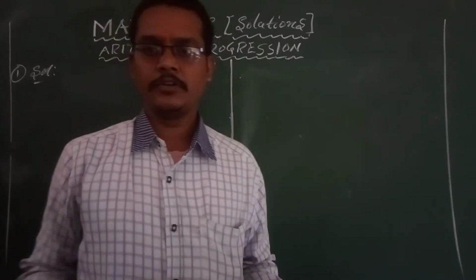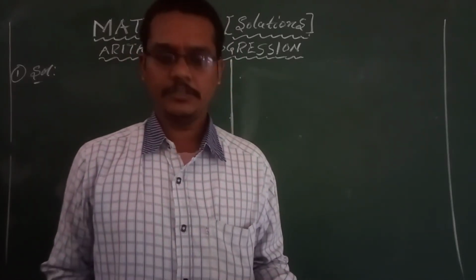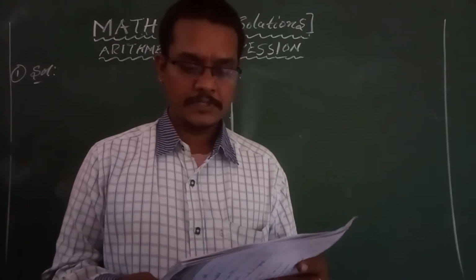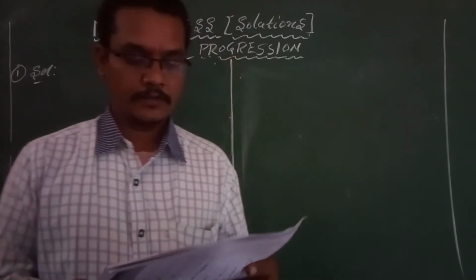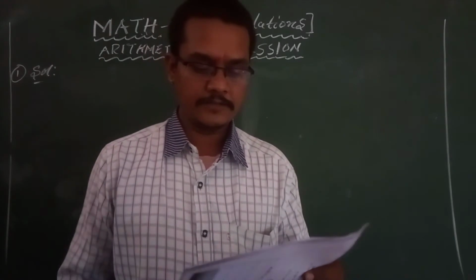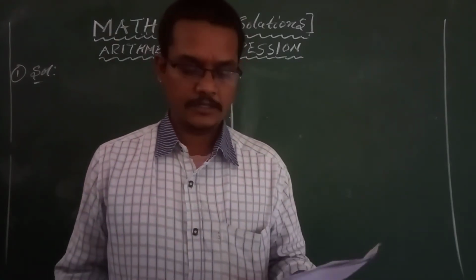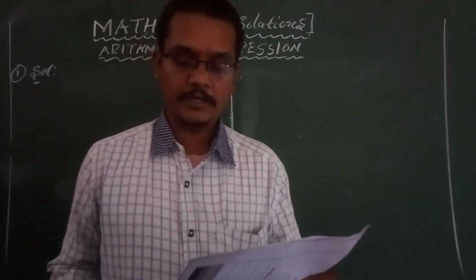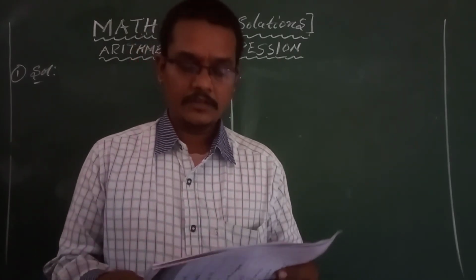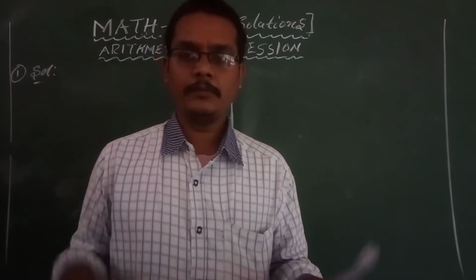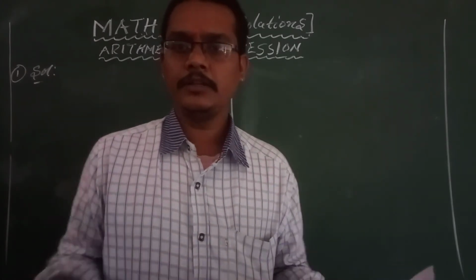We are discussing arithmetic progression. First question: a contractor in a construction job specifies a penalty for delay of completion beyond a certain date as follows: 200 for the first day, 250 for the second day, 300 for the third day. The penalty for each succeeding day is 50 more than the preceding day. How much money will you pay in total for 30 days?